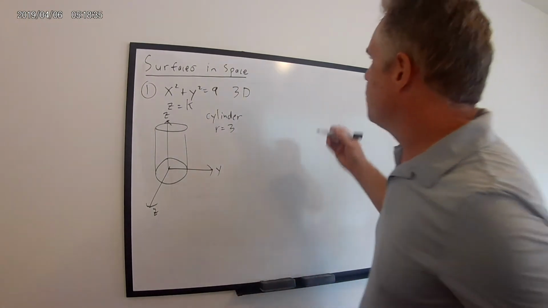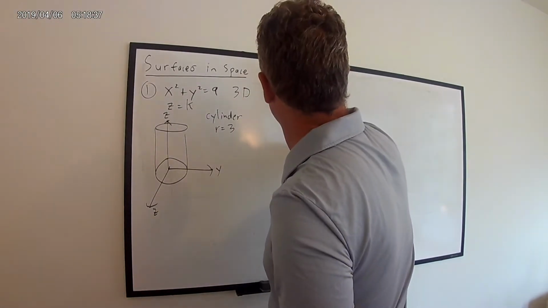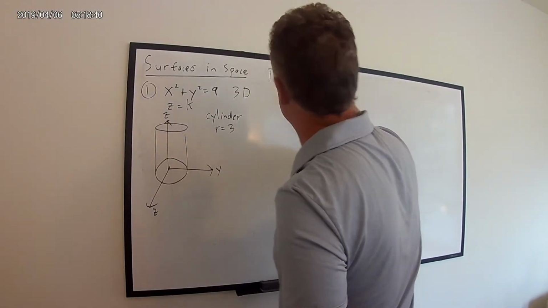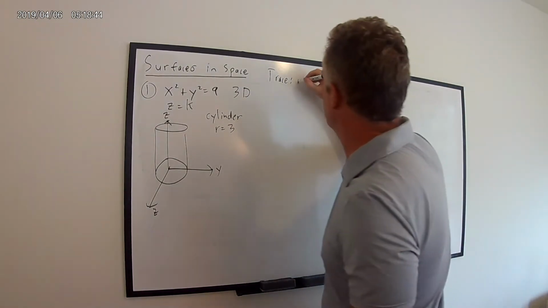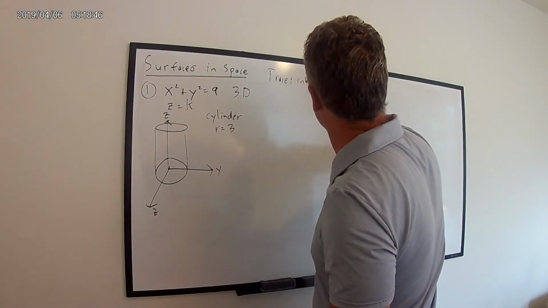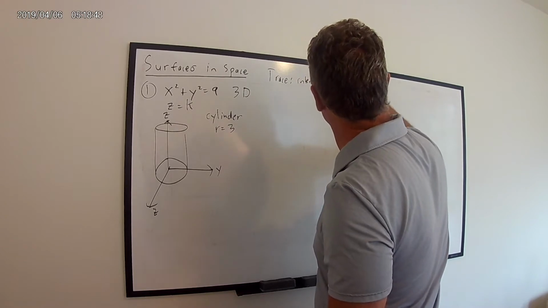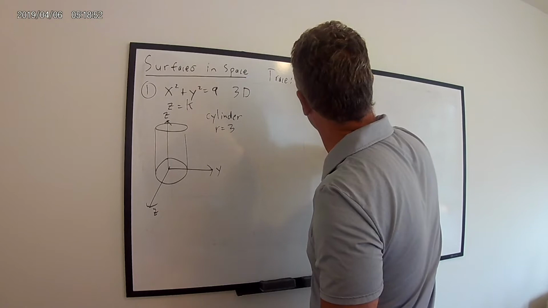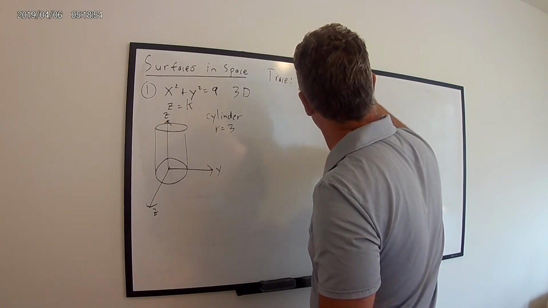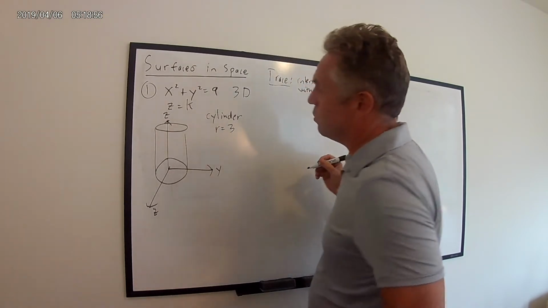Now I want to talk about something called a trace. Traces will be very helpful to us in creating 3D graphs. A trace is the intersection of a surface with a plane. That's the definition of a trace.